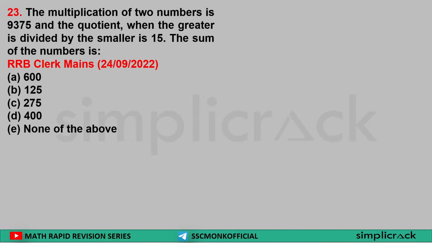The multiplication of two numbers is 9375 and the quotient when the greater is divided by the smaller is 15. The sum of the numbers is what? Now see what it is saying. Let's say x is a number and y is a number. x into y is equal to 9375. Now it is saying the quotient when the greater number is divided by the smaller is 15. Let's say x is the greater number. When I divide it by y, I get 15 as my quotient. So I can write x is equal to 15y.